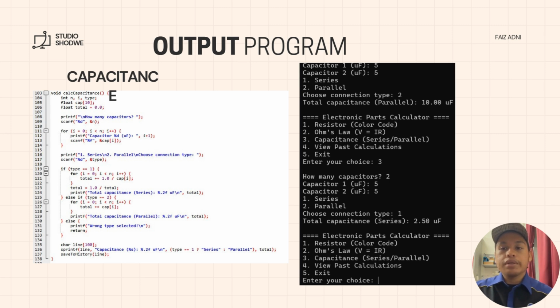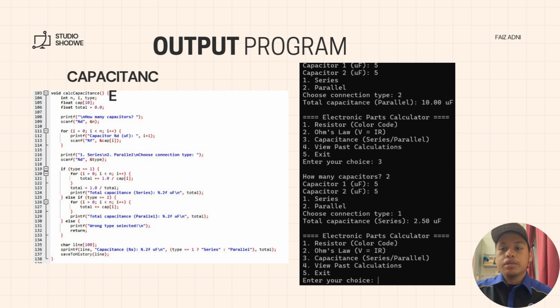Next, line 108 is a printf, how many capacitors, which asks the user for the number of capacitors used. Next, line 109 is scanf, which reads the user input into the variable.